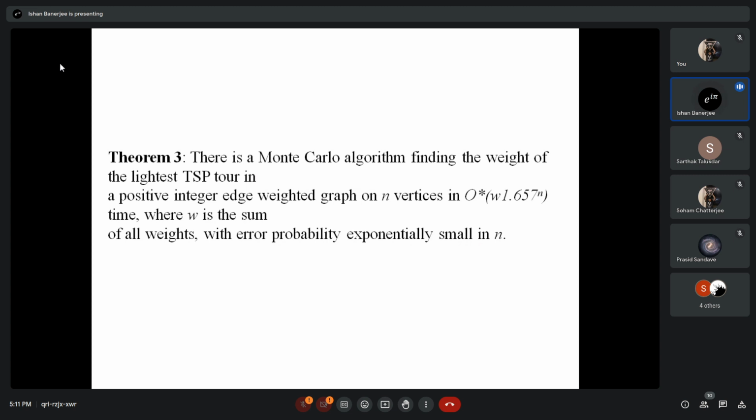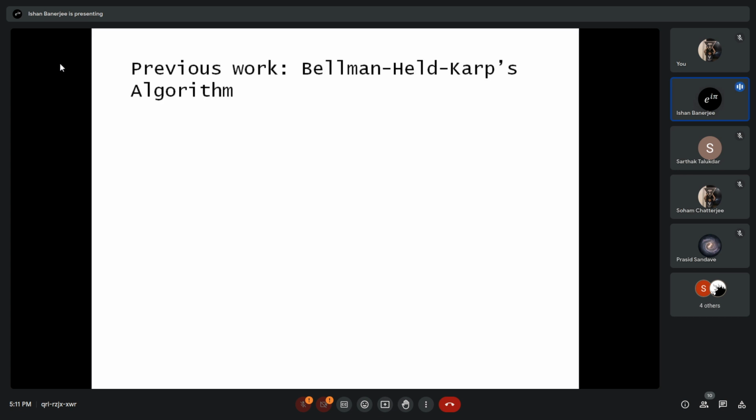I would say that a deterministic algorithm also existed. It's also a very famous one, known as the Bellman-Held-Karp algorithm, which uses dynamic programming to find the lightest TSP tour for a complete graph. So how does it do that?